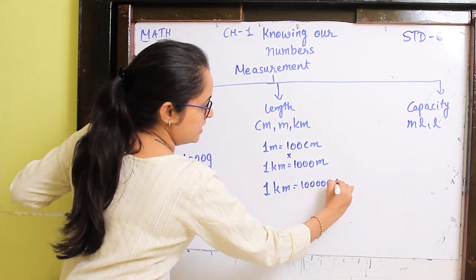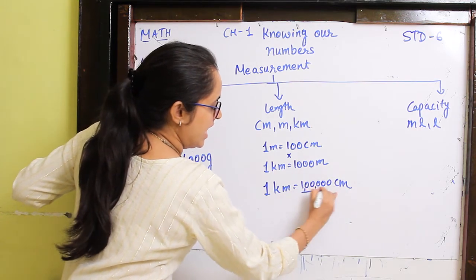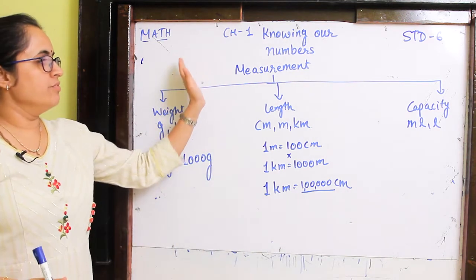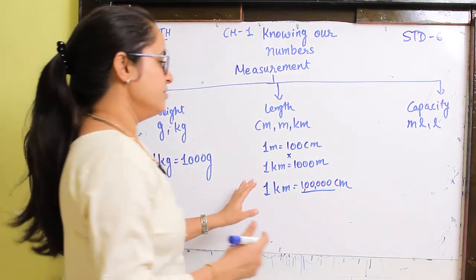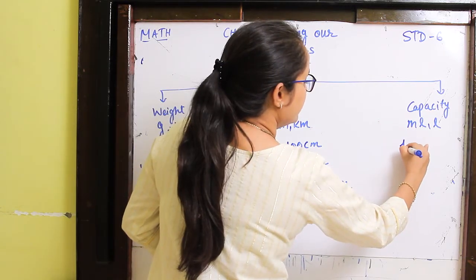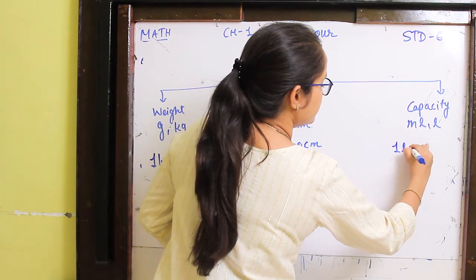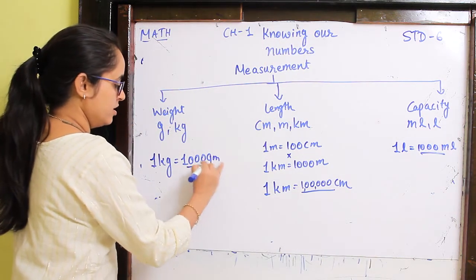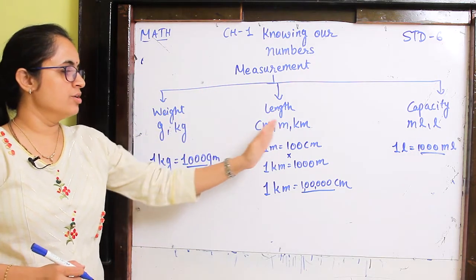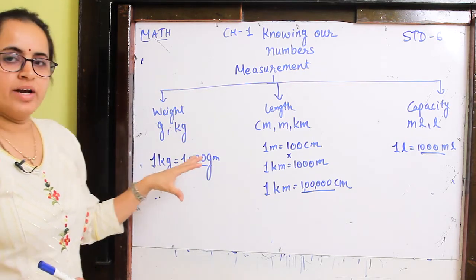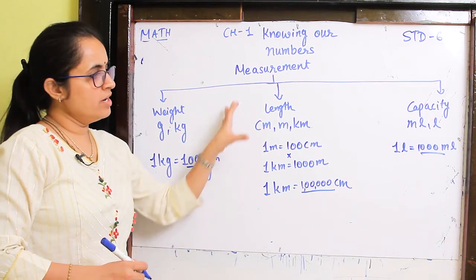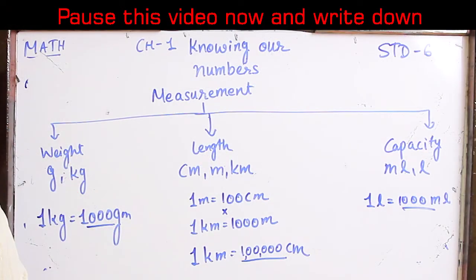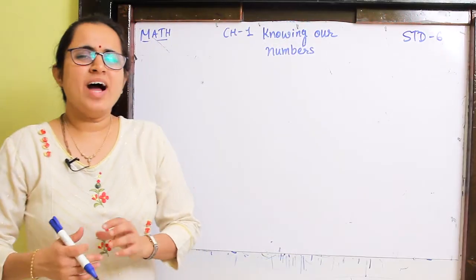Now what is the relation between gram and kilogram? 1 kg is equal to 1000 gram. This is the relation between kilogram and gram. Similarly, for centimeter, meter and kilometer, 1 meter is equal to 100 centimeter, then 1 kilometer is equal to 1000 meter. From this, can you tell me how many centimeters are in 1 kilometer? You have to multiply both numbers, 100 and 1000. So you will get 1 followed by 5 zeros, 1, 0, 0, 0, 0, 0, and then you write centimeter. So it will be 1 lakh centimeter.